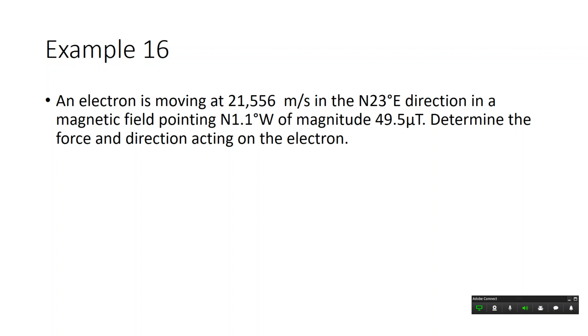So let's do an example. An electron is moving at 21,556 meters per second. I know in French, you use the comma as a decimal point, but not in English. In English, a decimal point is a dot, so this is just separating the thousands. It's moving in the north 23 degrees east direction, in a magnetic field pointing north 1.1 degrees west, with a magnitude of 49.5 microtesla. I'm asking you to determine the direction and the magnitude of the force on the electron.